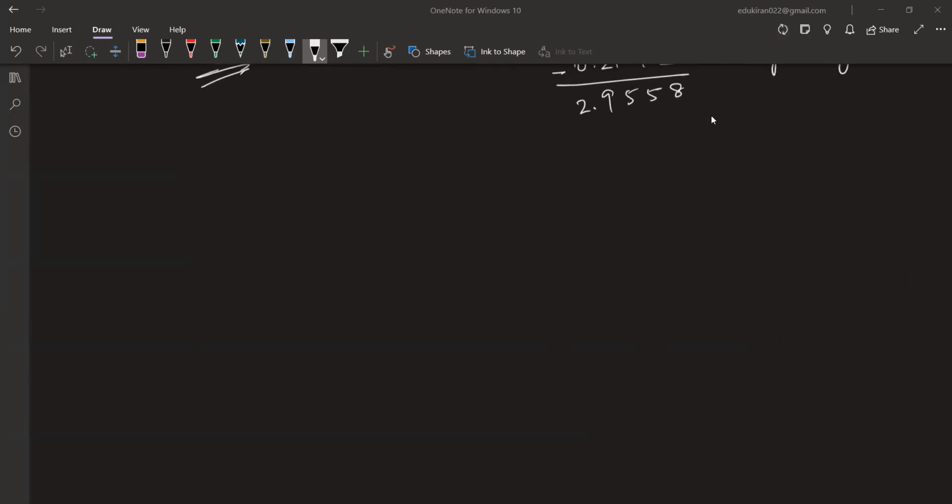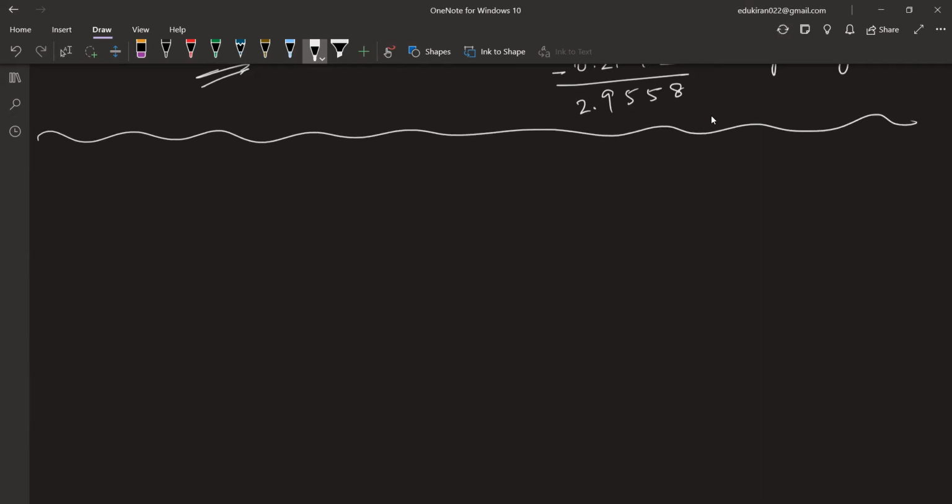Now, what will be the value here? Wafia, tell me. 10 to the power, how much will be equal to 100? 2. Okay. Can I write it like this? Log of 10 into 10 is equal to 2. Tell me yes or no. Yes. Okay.